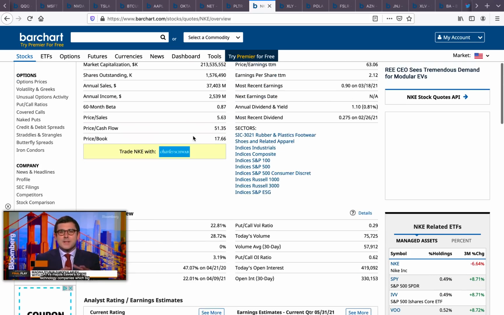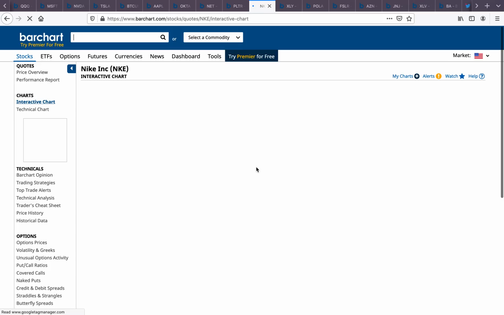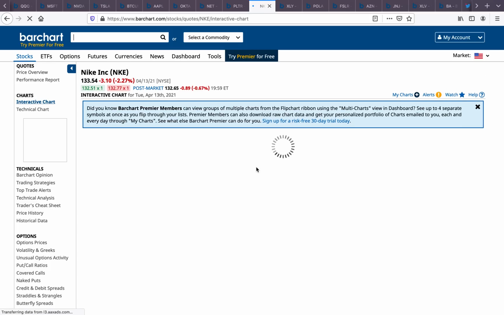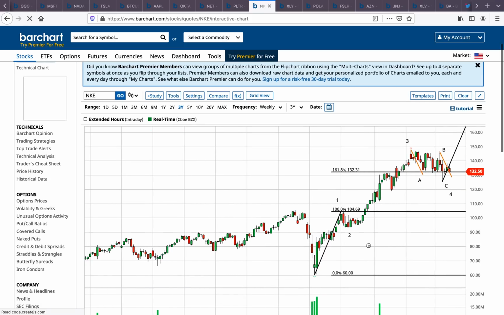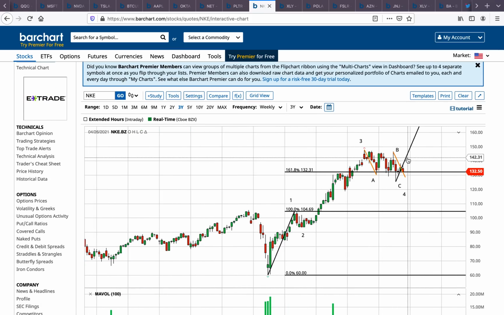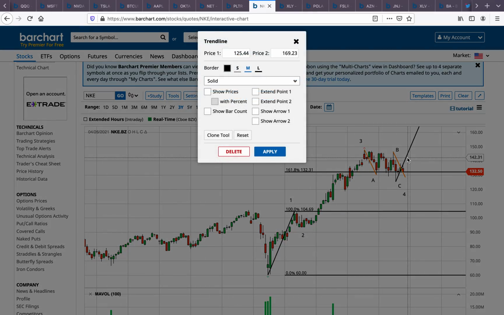And then if 125 holds as the low, Nike is going to go the length of this wave 1, placed at the wave 4 low. And as insane as it sounds, in the next 3 months, in the next 4 months, we're going to see Nike reach 169. Okay?